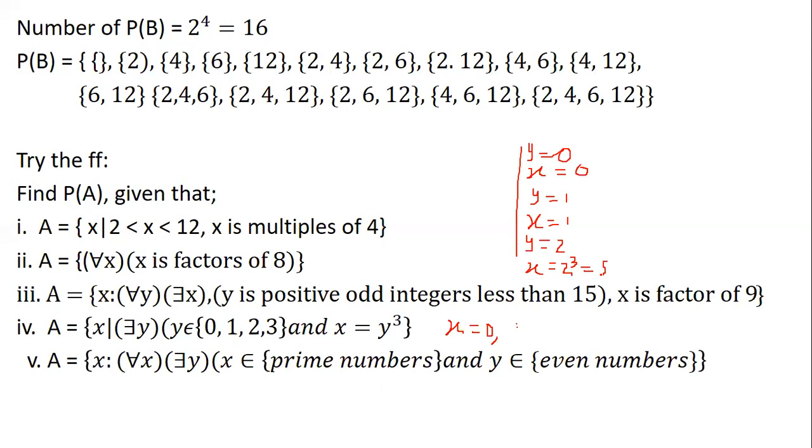Okay? So lastly, when Y is 3, then what are you getting for X? X will be 27. So for Y is equal to 3 here, we have X is equal to 27. Good. How did you get that 27? 3 cubed. So you have X is equal to 3 cubed. Okay, that's good.